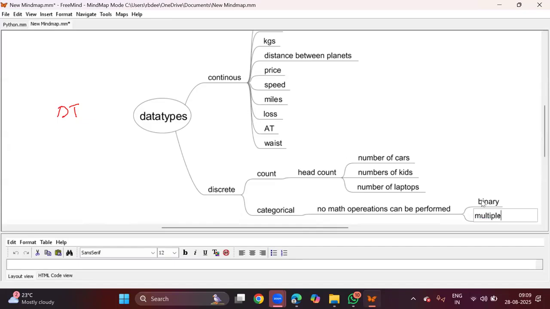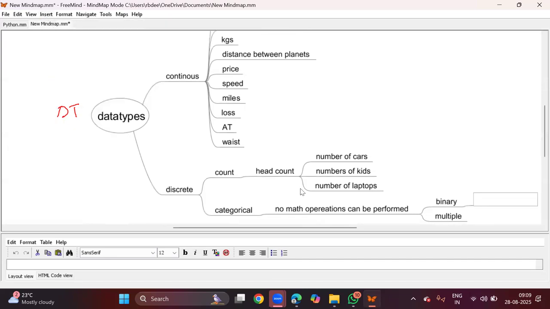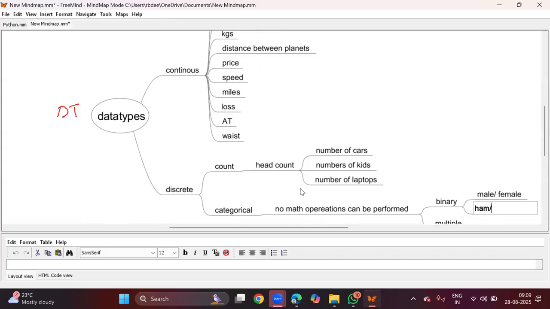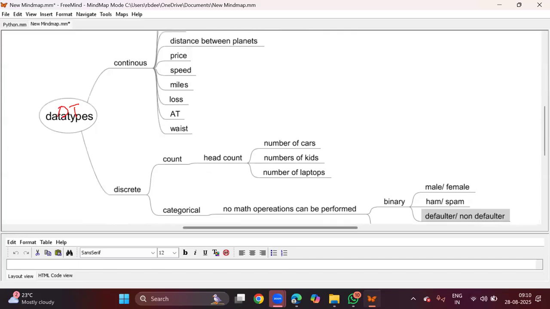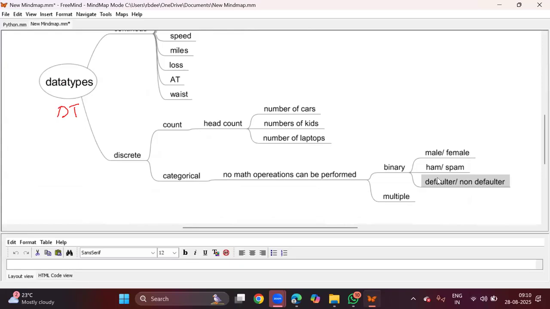Okay, when I say binary category, it can be male or female. It can be a ham message, it can be a spam message. It can be good, it can be bad. Or I should say defaulter, non-defaulter. Correct? Can all this fall under binary?